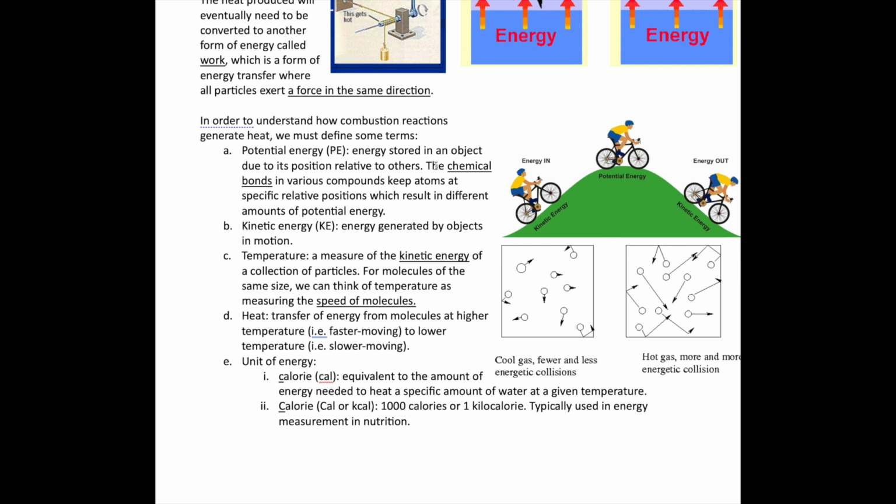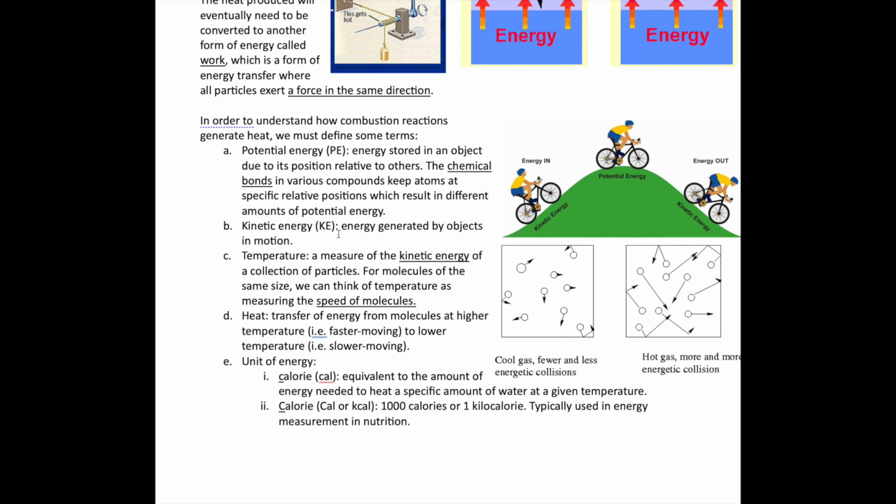Specifically in chemistry, we're interested in chemical potential energy, which is stored in chemical bonds. So all the chemical bonds we've talked about so far, which are ionic bonds and covalent bonds, all store some type of potential energy. The reason the energy is there is because the chemical bonds fix the position of the atoms, so they have specific positions relative to each other, and that's what gives them different amounts of potential energy.